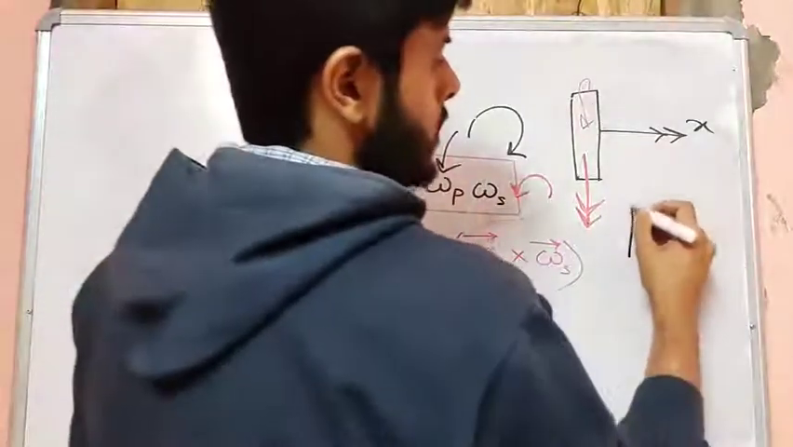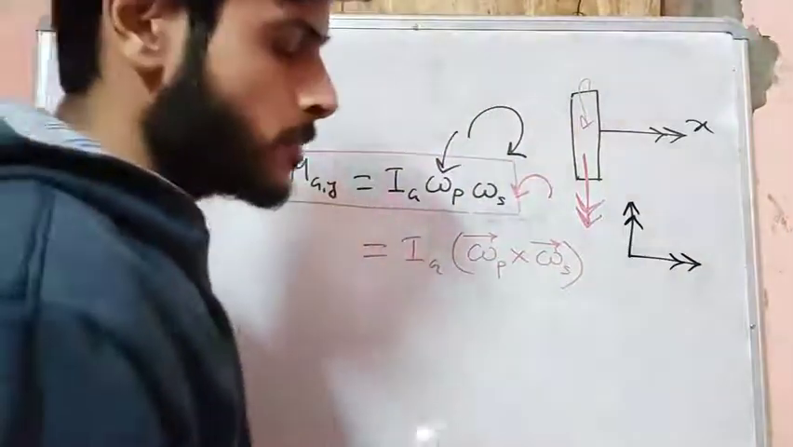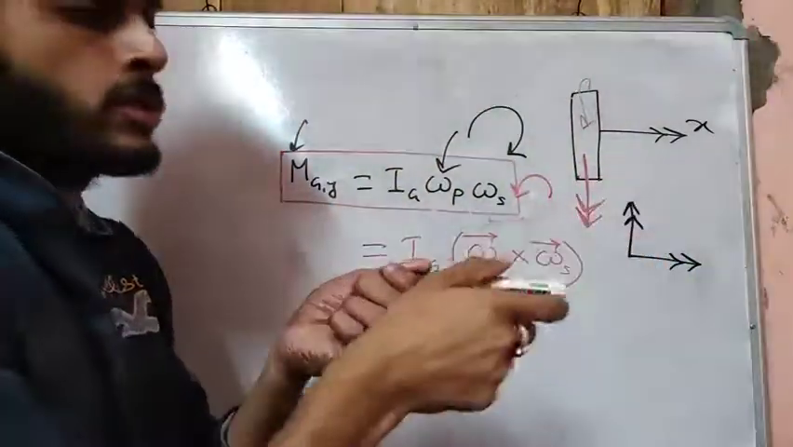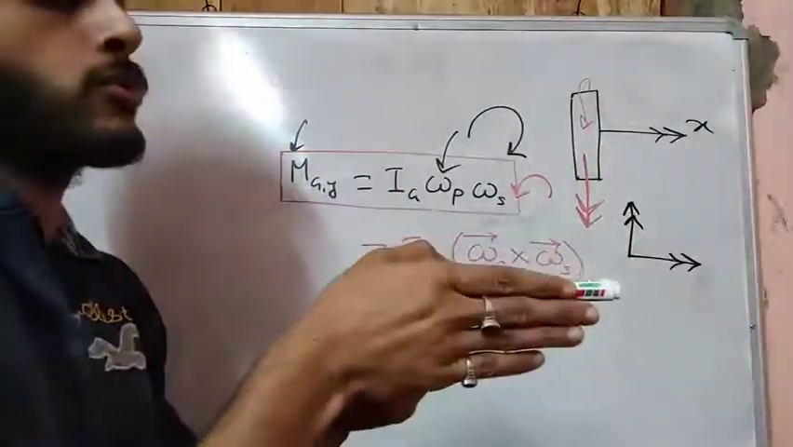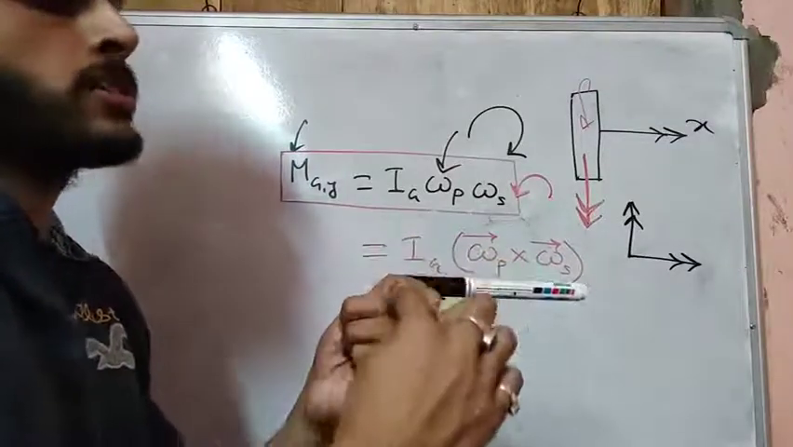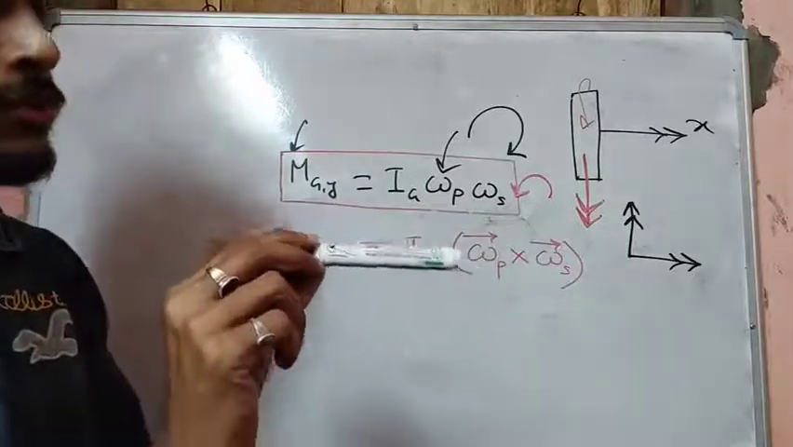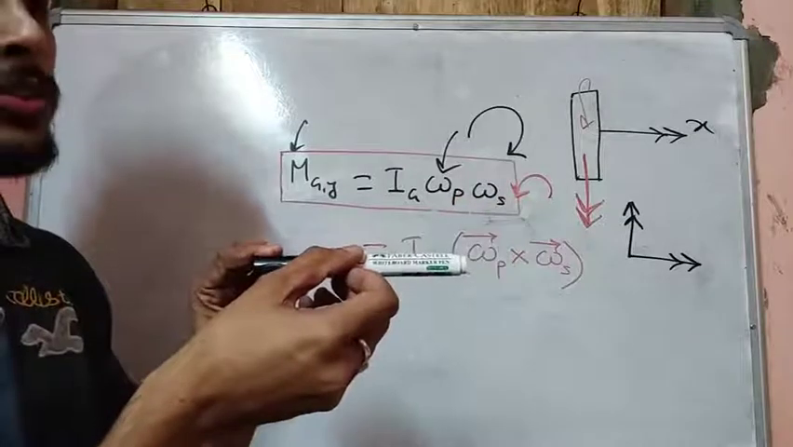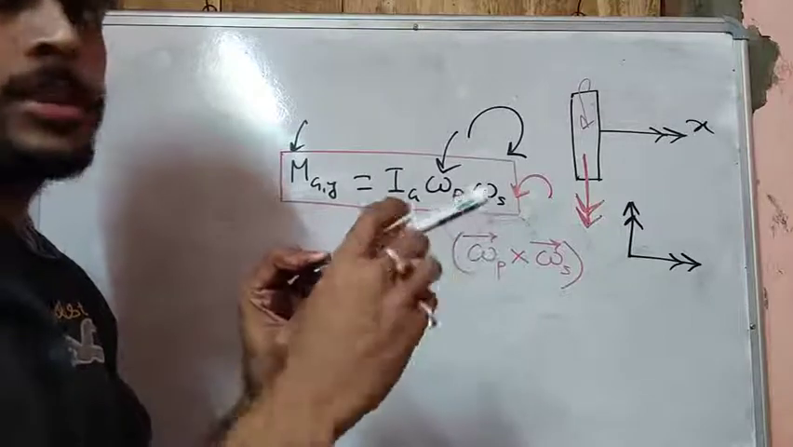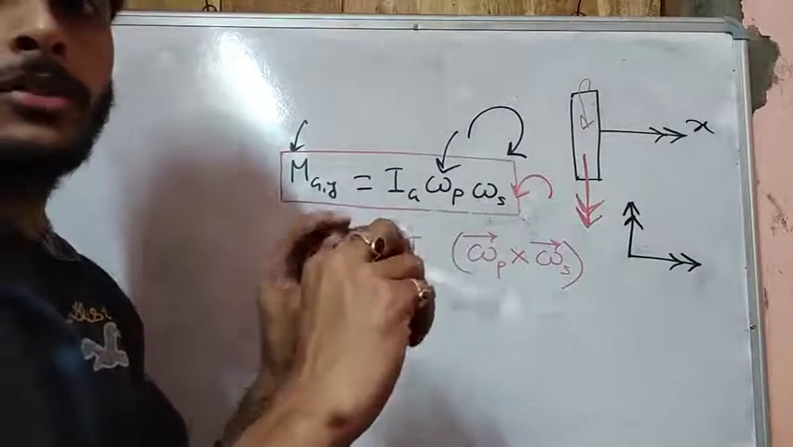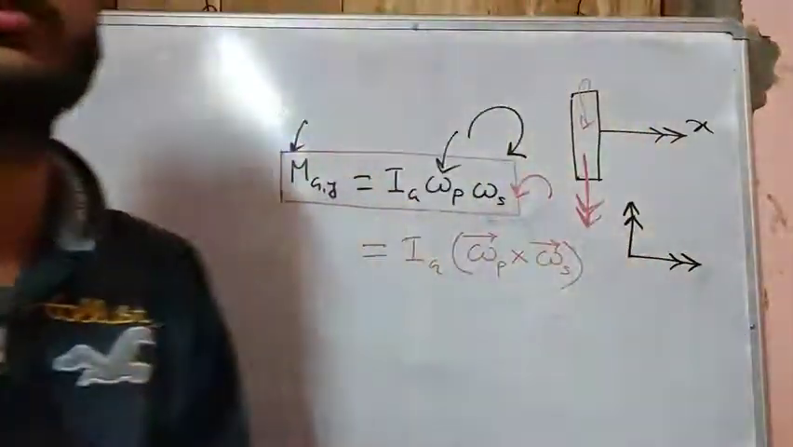That means if we have an omega p vector in this direction, and omega s vector in this direction, and we are forcefully trying to turn this disk like this, we will experience a moment in the omega p cross omega s direction. Are you getting me? So if there is a spinning disk like this and we are forcefully trying to turn this disk in this direction, we will experience a moment in this direction. These are the two inferences for the gyroscope that we can understand.